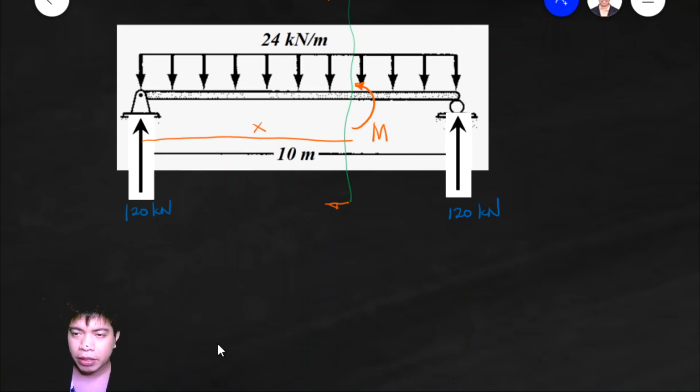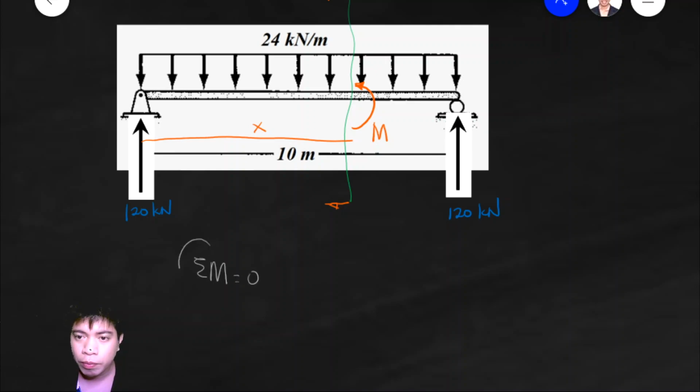So, ayun. So, bali, no? Let us have a summation of moment about this point. Okay? So, again, guys, no, yung ating left side lang yung ating i-consider. So, wag nating i-consider yung right side. Okay? So, ito ay wala na tong sa kabila. Okay? So, let's have summation of moment equals to 0.